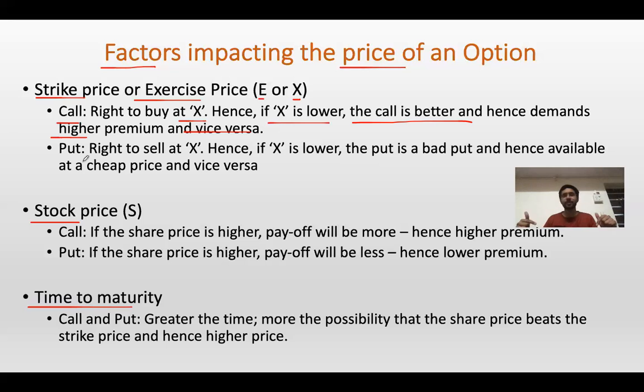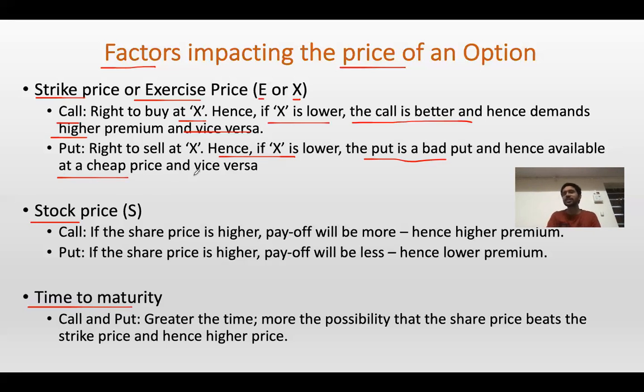And remember again our principle, a better put option is going to have a higher price. A put option which is worse off is going to have a lower price. Therefore, in case of put, if the strike price is lower, the first put option which had a strike price of 1,000, is a bad put. It's not the right way to say it, but on a comparative basis, it's a bad put option. You would prefer the 1,100 put versus the 1,000 put. And hence, this bad put is going to be available at a cheap price.